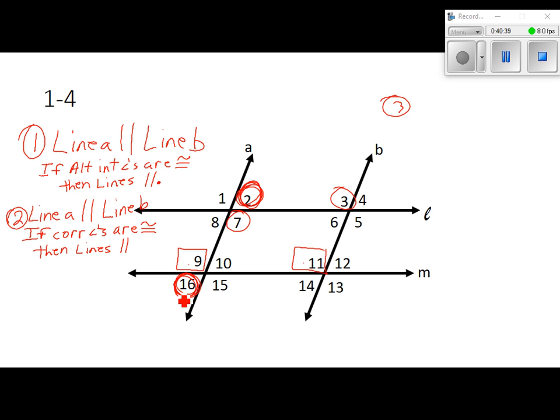What 2 lines are gonna end up being parallel? I'm covering them, right? Line L parallel to line M. Give me a reason, I'll give you the first word. If alternate exterior angles are congruent, then lines are parallel.